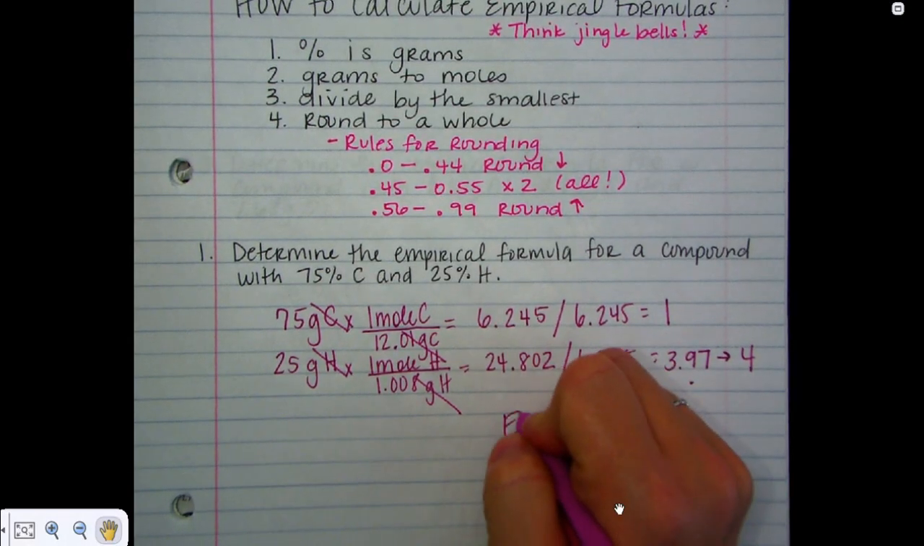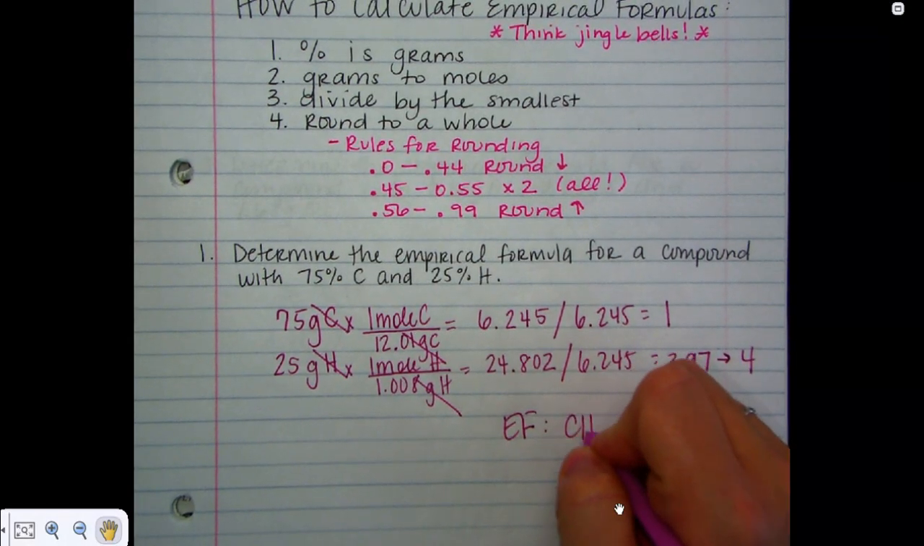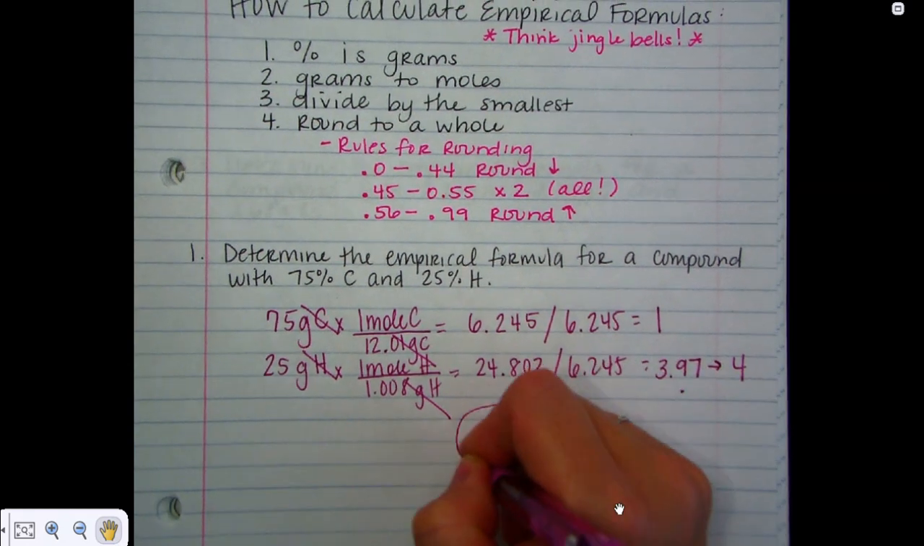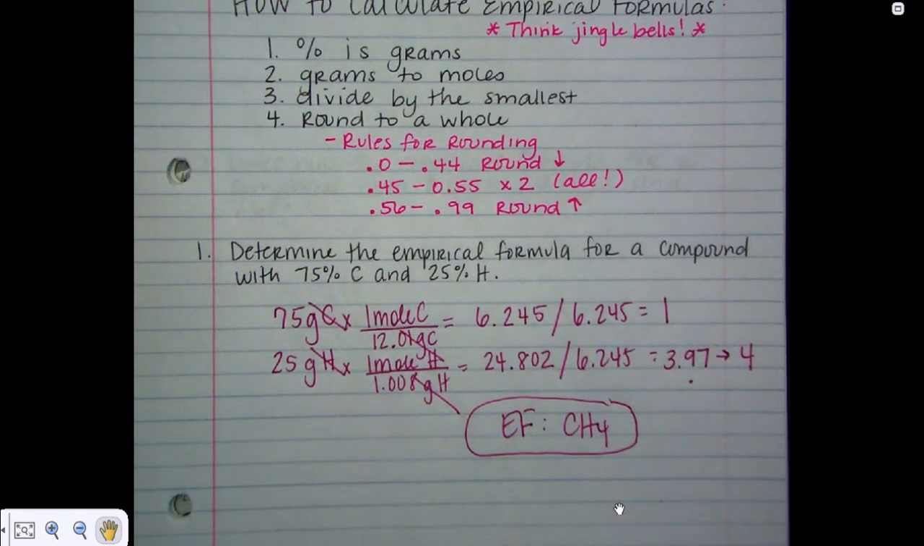So that means my empirical formula is CH4, which should make sense to you based on what we've done with nomenclature and making compounds. Carbon makes 4 bonds, bonding with 4 hydrogens. That should check out. All right, so let's do another example.